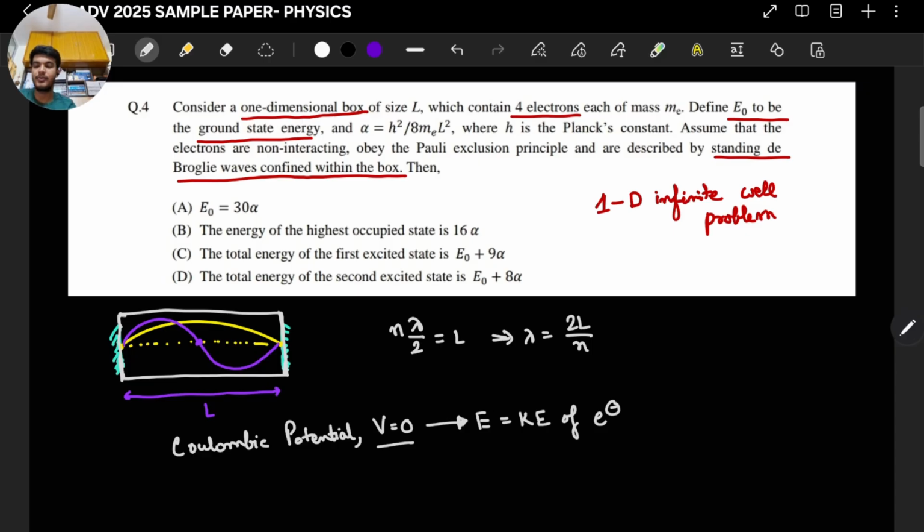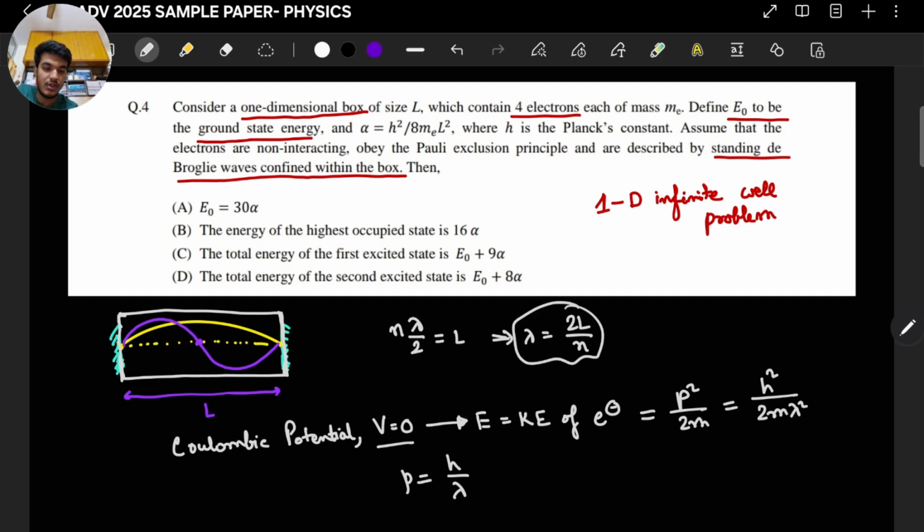That you all can agree, I guess. And the kinetic energy of electrons, you can write it as p square by 2m, and since it is a standing de Broglie wave, you can write p as h by lambda. Do you all agree with me? I hope so. So it would be h square by 2m lambda square. Now you already have lambda from here.